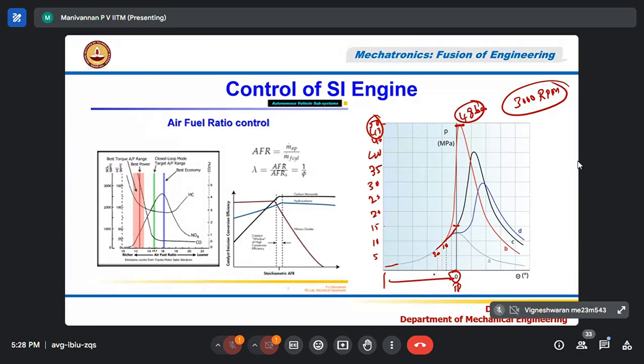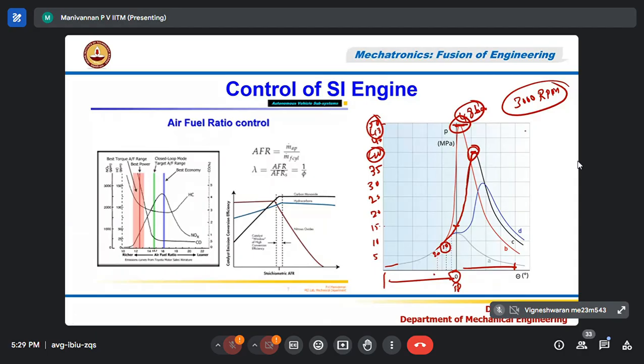Instead of that, if I give the spark at 10 degree before TDC instead of 20 degree, a little late, the pressure developed when the piston reaches TDC is only 15 bar. But please note that combustion is still happening. The fuel is burning. Correct? But it goes to peak pressure not during the compression stroke. This is already the expansion, power stroke, correct? So the piston is already coming down. The peak pressure developed is only 40 bar. Instead of 50 bar, I am getting 40 bar, 10 bar less.